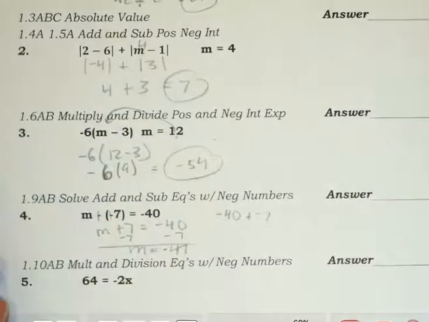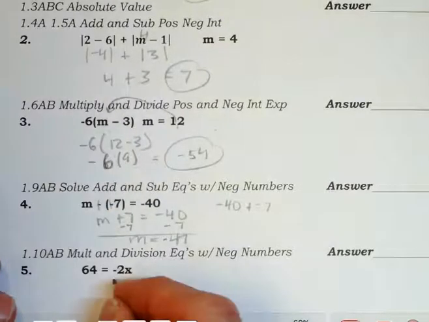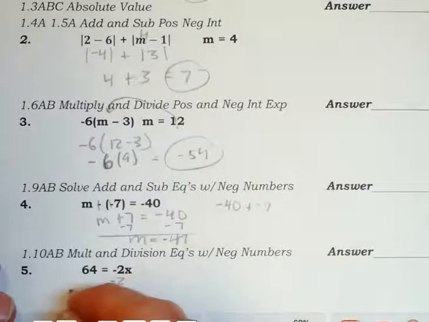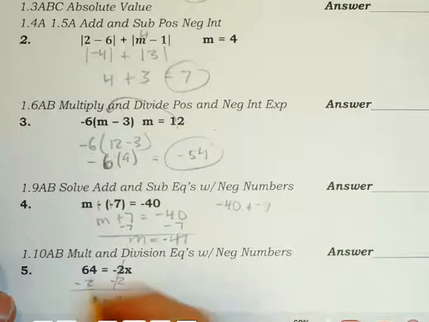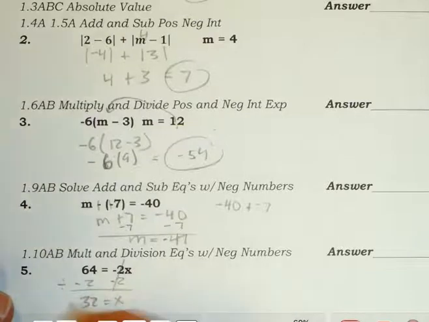Okay, this one here, we just have to divide by a -2 to get that x isolated. Divide both sides by the -2. These guys, of course, cancel off, leaving us with a positive 1x. 64 divided by a -2 is going to give me 32, and of course, that is negative. So x equals a -32.